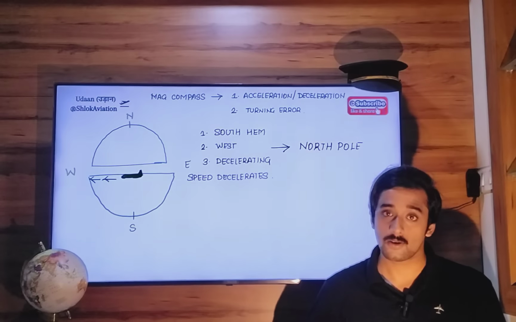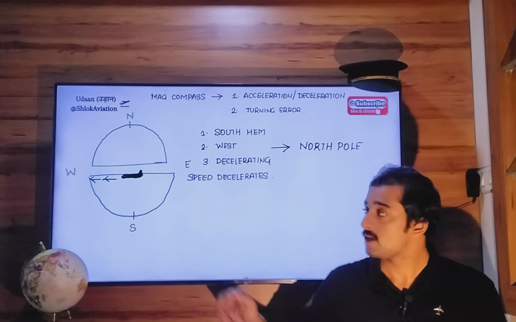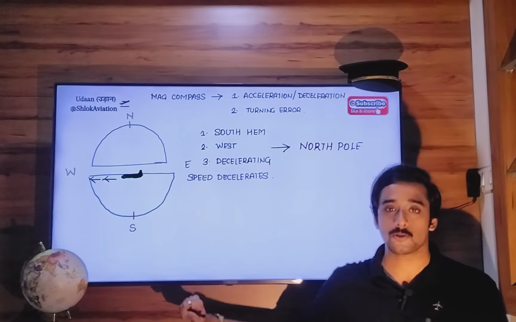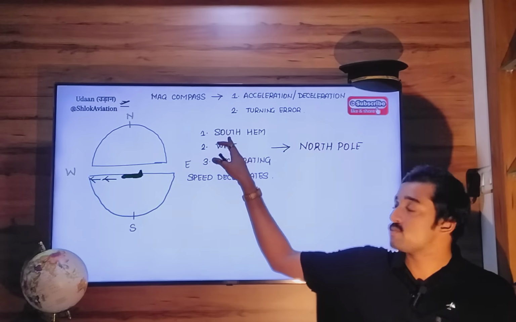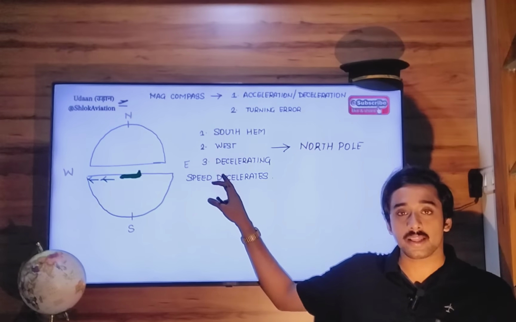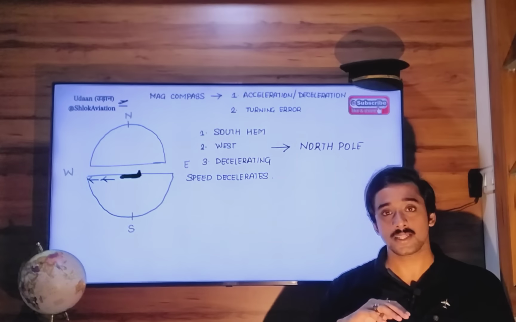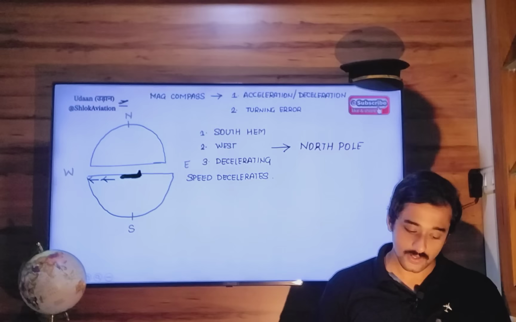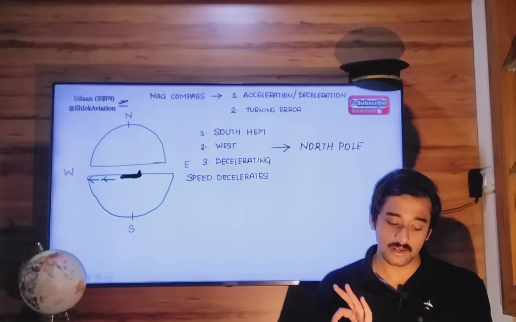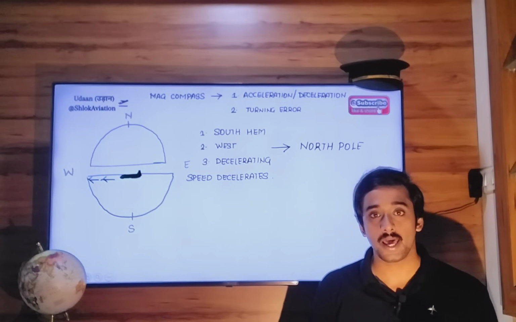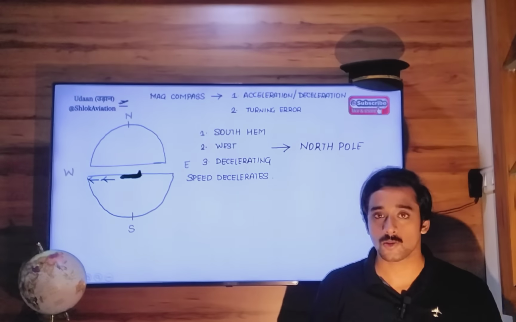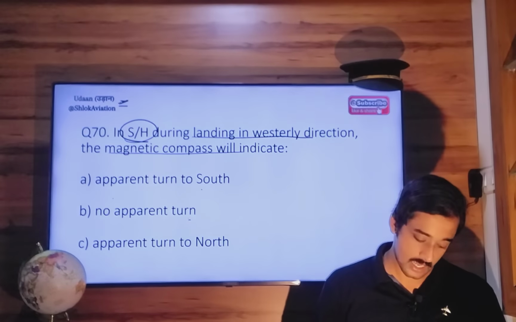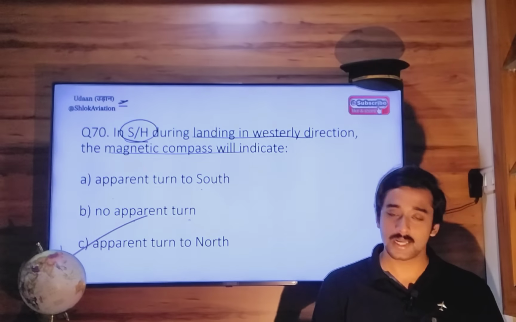If you're flying in the westerly direction in the southern hemisphere and you accelerate your aircraft, such as in a takeoff roll, when you want to start your takeoff run, in that case the aircraft magnetic compass will show an apparent turn towards the south pole. So it's very important to consider the hemisphere you are in, the direction you are flying, and the phase of flight, whether you are in a deceleration phase or an acceleration phase. Over here you are decelerating. So all these three conditions will have a final result that your compass shows an apparent turn, a false turn, towards the North Pole. So there is an apparent turn towards south, no apparent turn towards north. So option Charlie is the right answer.